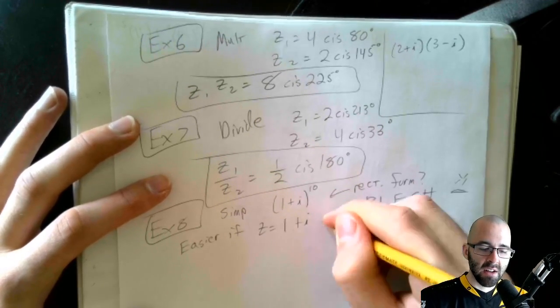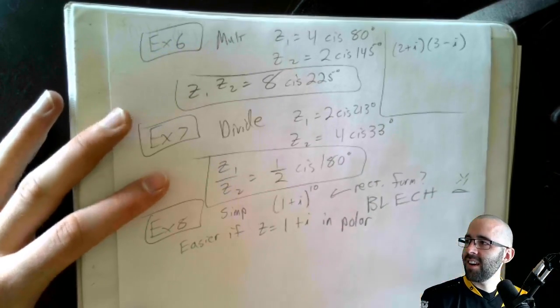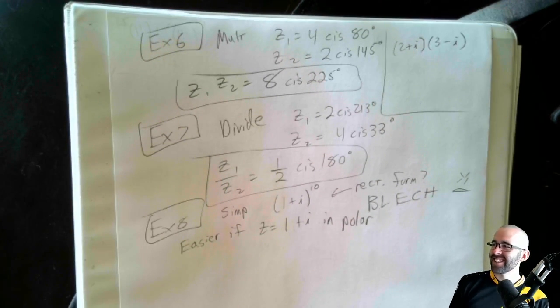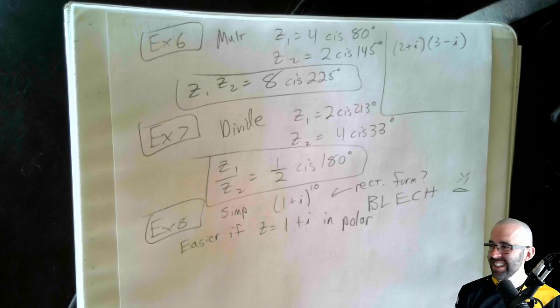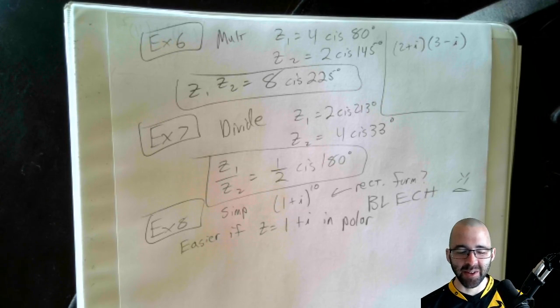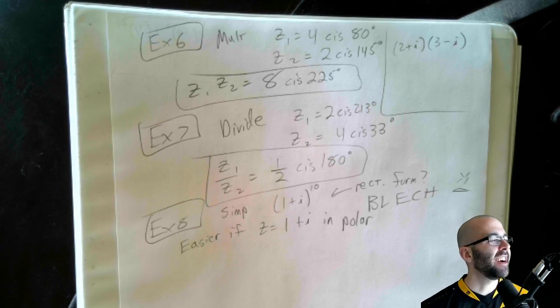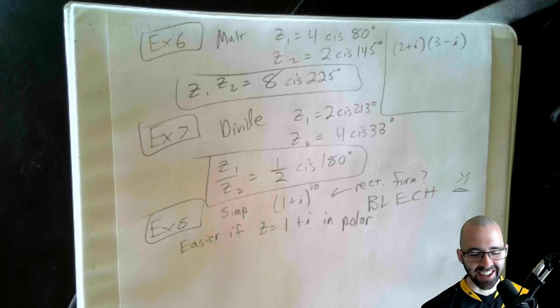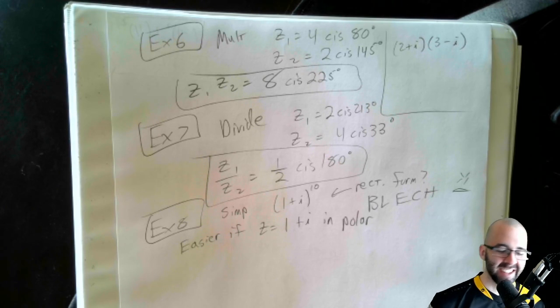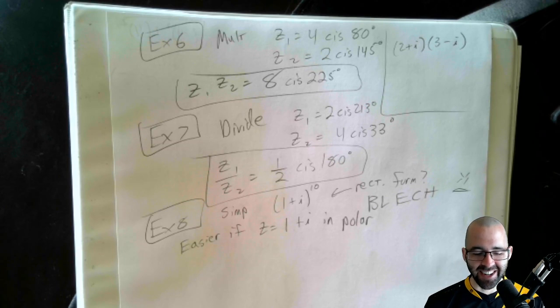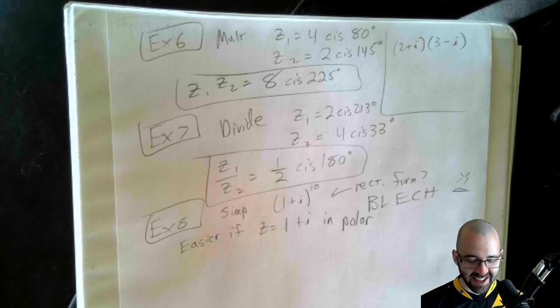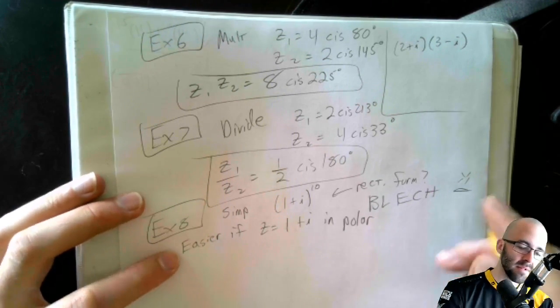So, let's write this in polar. Yeah, exactly. You understand. So everything's easier in polar form, except for maybe addition. Addition is easier in rectangular form. But who wants to do addition anyway? Addition is so a couple years ago.